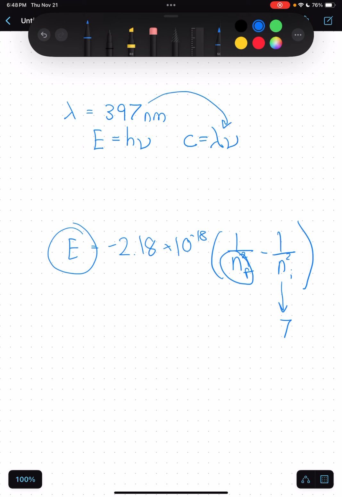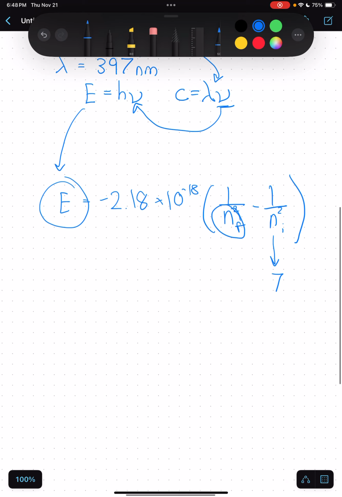to calculate. I'm gonna put the wavelength in here to calculate the frequency, then get the frequency in there to calculate the energy, and then get the energy in there to calculate n final. So it's quite a few steps, okay? So let me start here.